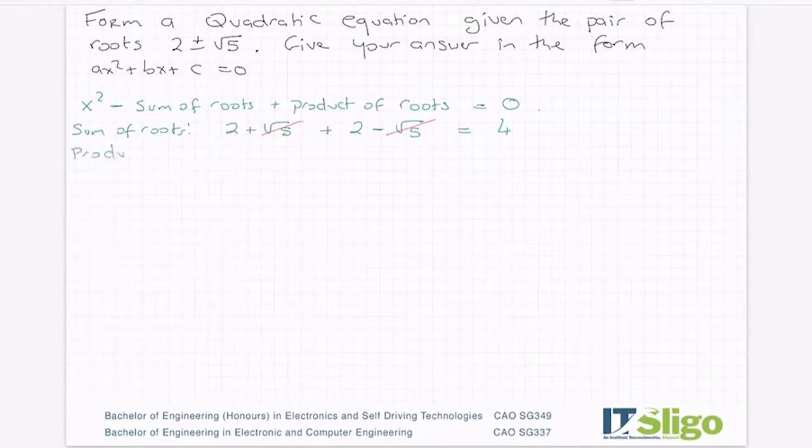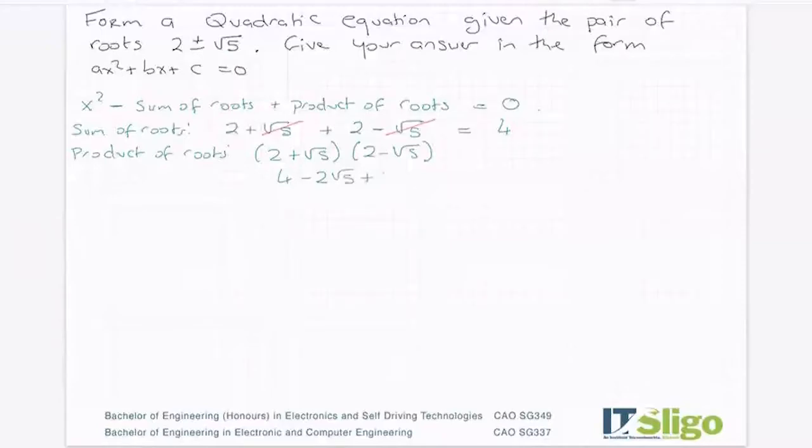Plus root 5 minus root 5 cancels, and I get 2 and 2 being 4. My product of my roots, I have 2 plus root 5 multiplied by 2 minus root 5. So 2 2s are 4. 2 by minus root 5 is minus 2 root 5, plus 2 root 5. Root 5 by root 5 is 5. Okay, and just like I'd expect, the 2 in the middle would cancel because remember we've changed the sign in the middle, so that's what we'd expect.